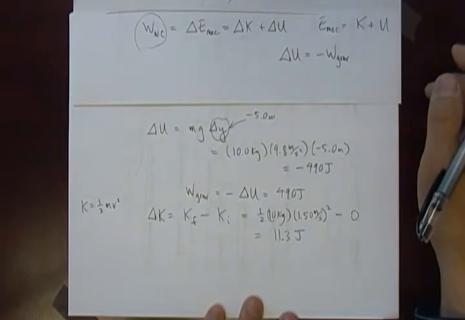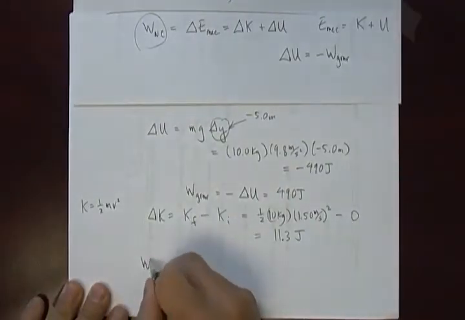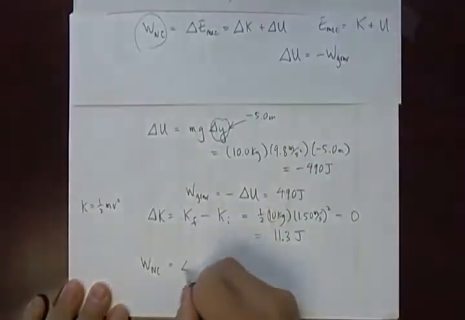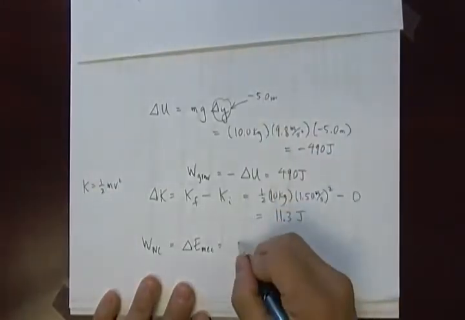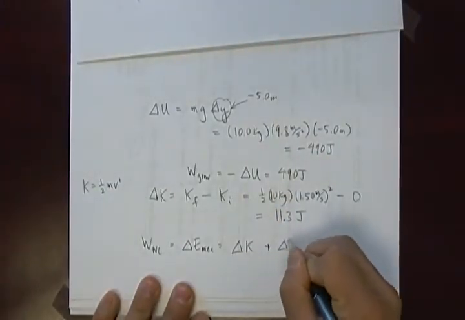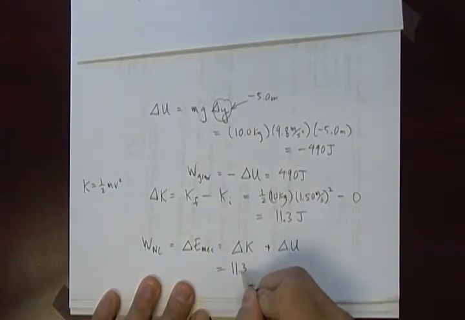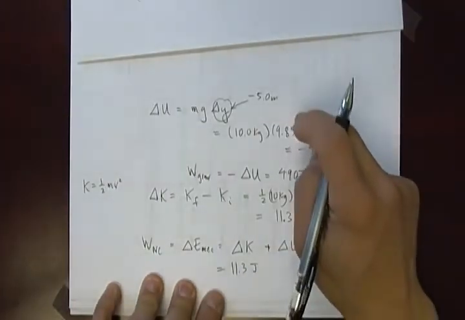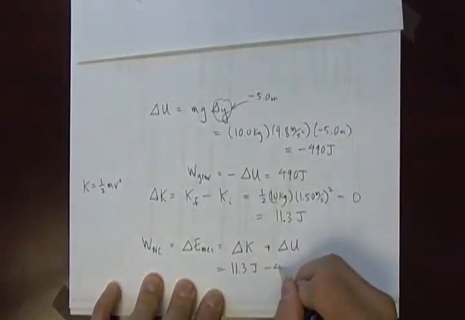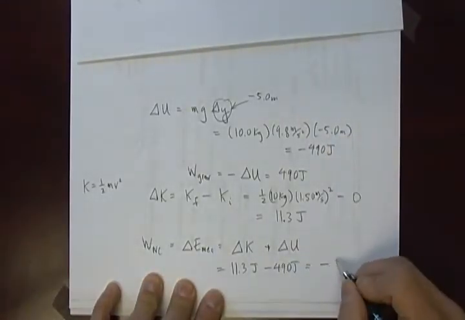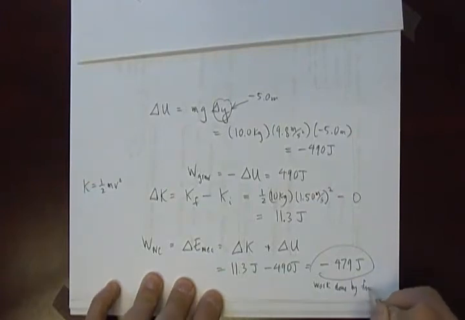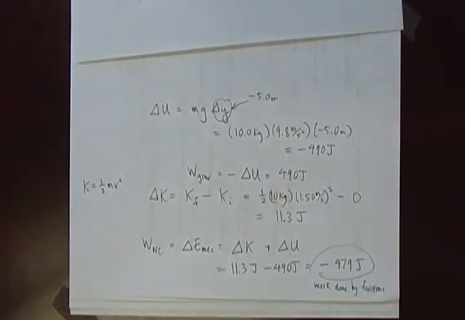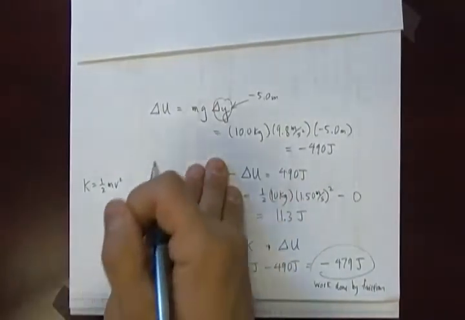Now, the next thing we need is the work done by the non-conservative force. That's the delta E mechanical, which is delta K plus delta U. So we plug in 11.3 joules, and delta U was minus 490 joules, and that comes to negative 479 joules. So that's the work done by the non-conservative force, the force of friction between the slide and the block going down the slide.